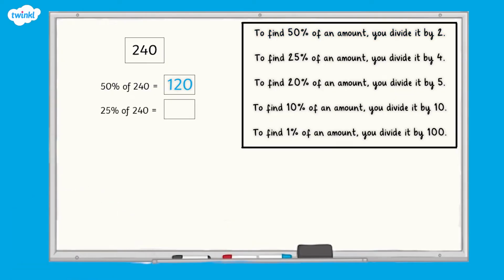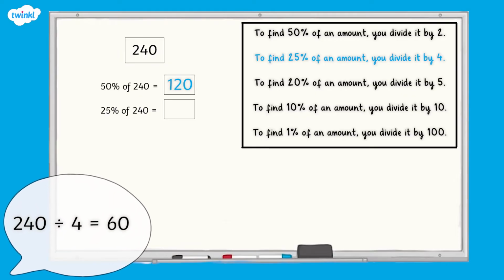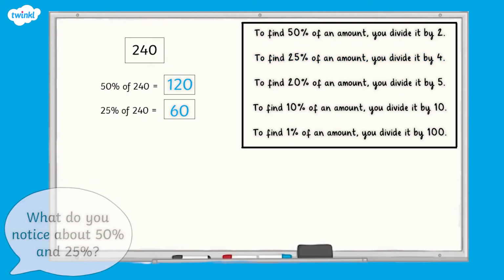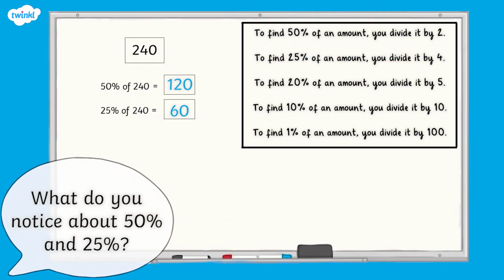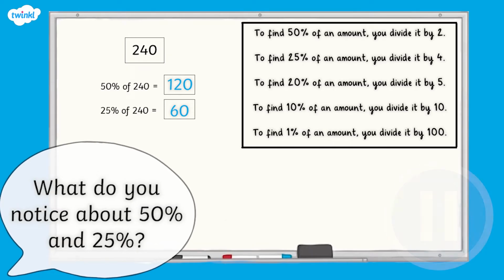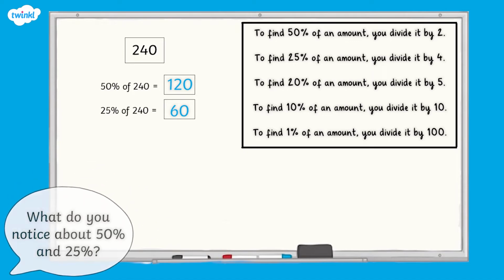To find 25% of 240, we divide by 4. 240 divided by 4 equals 60. So 25% of 240 is 60. What do you notice about 50% and 25%? 25 is half of 50, and 25% is half of 50%.